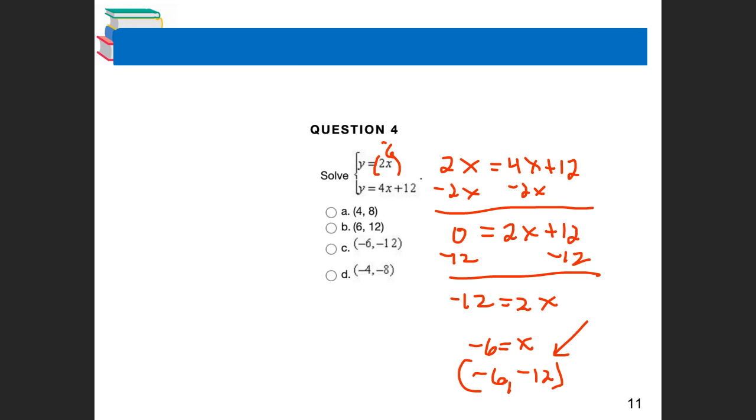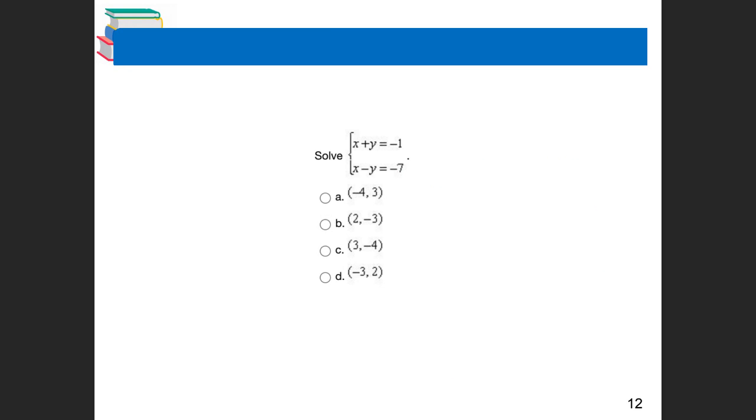All right, next problem. Now, in this problem, you don't have one of the variables equal to anything. You don't have x equals something or y is equal to something. So the first thing I'm going to do is take this first equation. I've got x plus y is equal to negative 1, and I'm going to subtract y from both sides. And why am I doing that? Well, because now I have x equals, so I can use substitution.